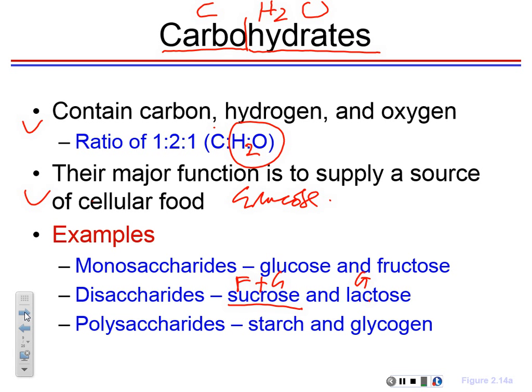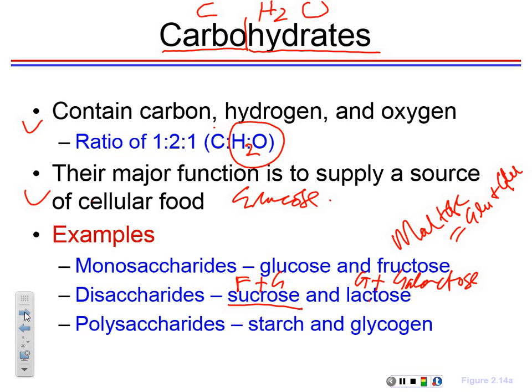Galactose. I know it's an unusual monosaccharide, but it's galactose. G plus G, okay? Galactose. I'll spell this one: galactose. And then the other one I talked about, maltose, which is glucose plus glucose, is maltose. And then, of course, polysaccharides are starch.